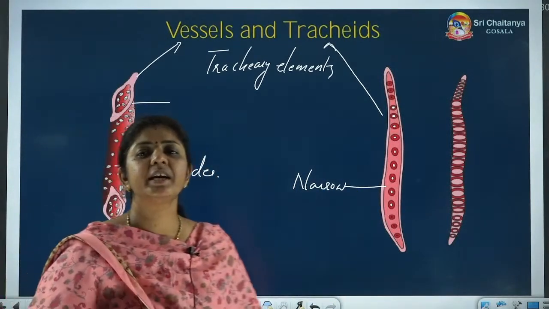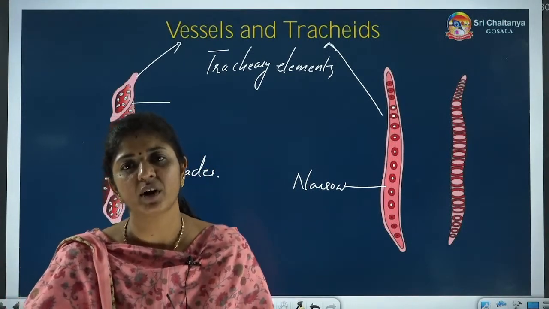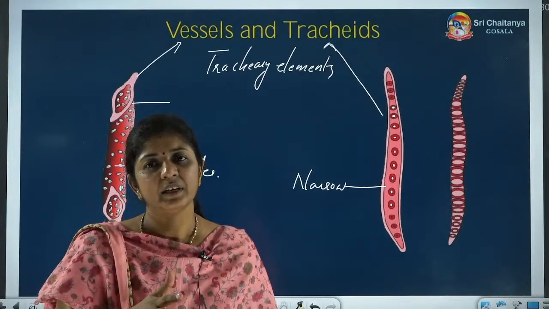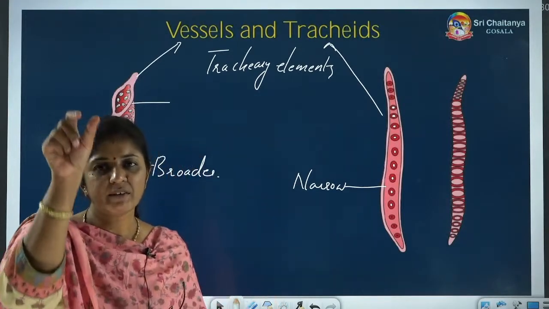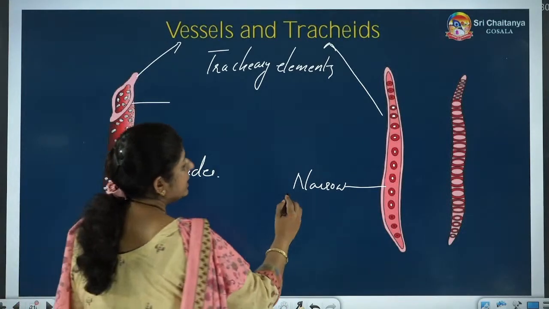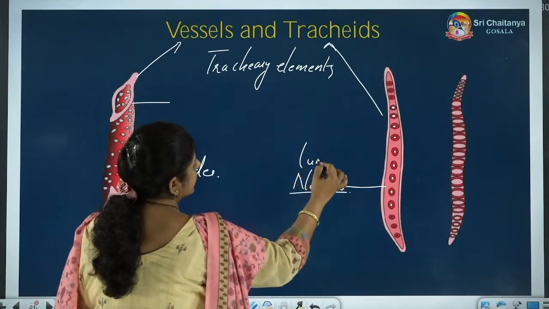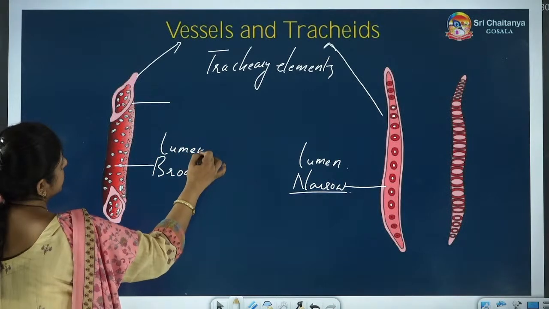Lumen, you remember I told you, is the space in a dead cell. I told you tracheids and vessels are what? Dead cells. Clear? Tracheids and vessels are the dead components of xylem. So they have space inside, which you call the lumen. That lumen will be narrow in which case? In case of tracheid. It will be a broader lumen in case of the vessels.